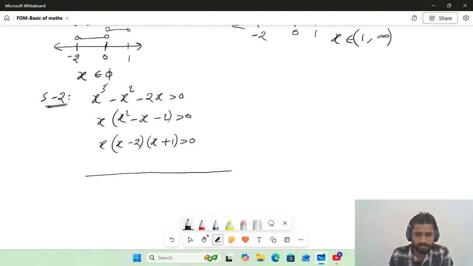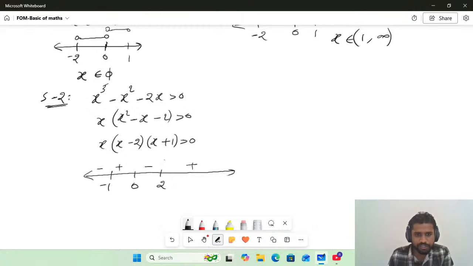Step 2 I am writing here. What are the critical points for step 2? Minus 1 is one critical point, 0 is another critical point, and 2 is another critical point. So from 2 to infinity, positive, here negative, positive, and negative.